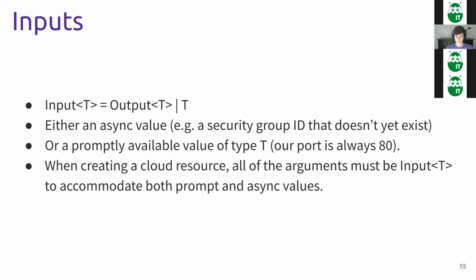And now an input of type T is either an output of T, which is that future that we were talking about. So an input of T either promises to eventually give you a T or currently has a T. So it either says, I will give you back an int eventually, or I have an int right now. It's either one. And this allows us to support both promptly available arguments, like our port is always 80, or something that's maybe computed, like we're going to create this resource group, and that resource group is going to have an ID, and we're going to need to wait for that ID to be created for us to give to our EC2 instance, right? Allows us sort of this coordination.